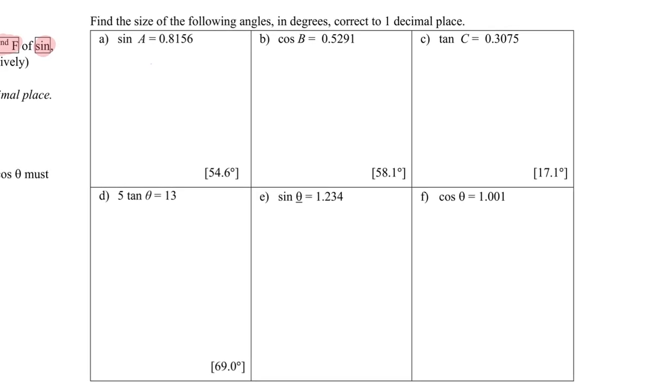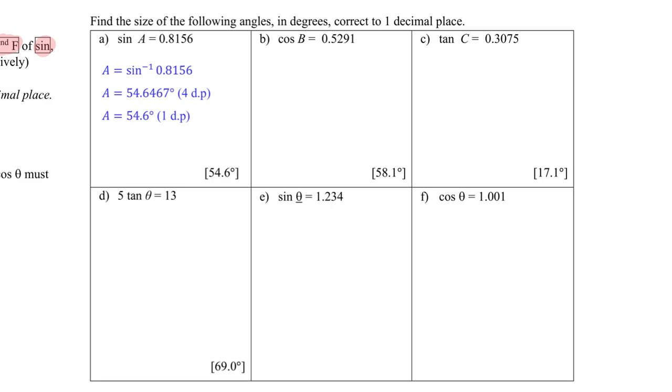When we have sine of this angle A and the ratio that they give is 0.8156, to find this angle A, we simply have to apply the sine inverse, sine with a power of -1. And this will give us 54.6467 when I round it off to 4 decimal places, followed by 54.6 degrees to 1 decimal place.